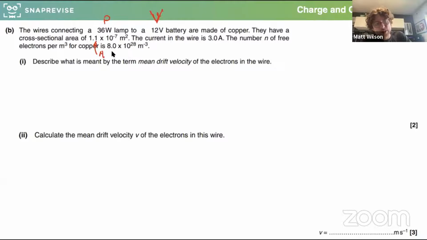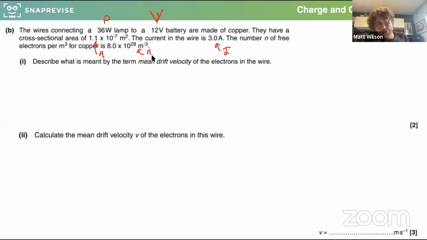1.1 times 10 to the minus 7 meters squared. The current, well, that's an I, is 3 amps. The number of free electrons is this. We usually give the number per volume, per meter cubed here, the symbol little n. You see that if you label the quantities as you read the question, you immediately get an idea of what equations you might need to use.